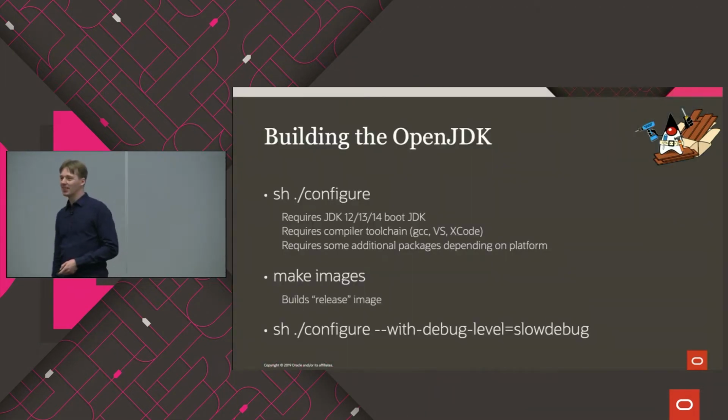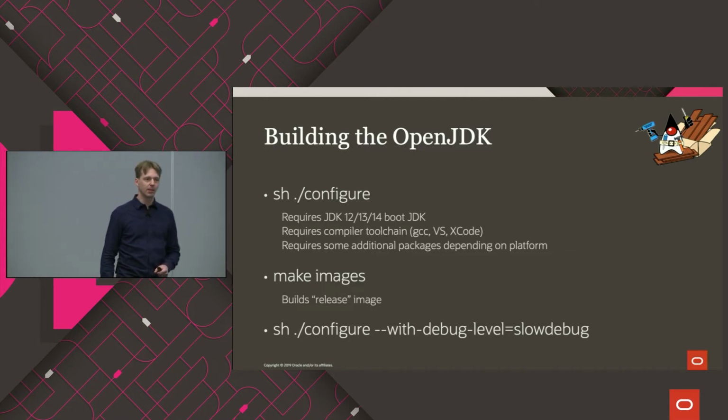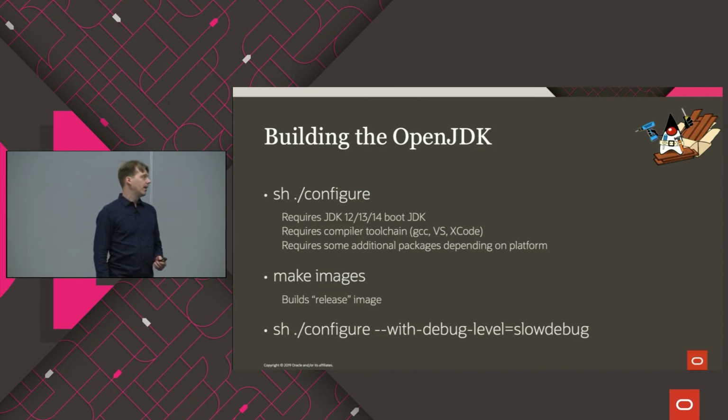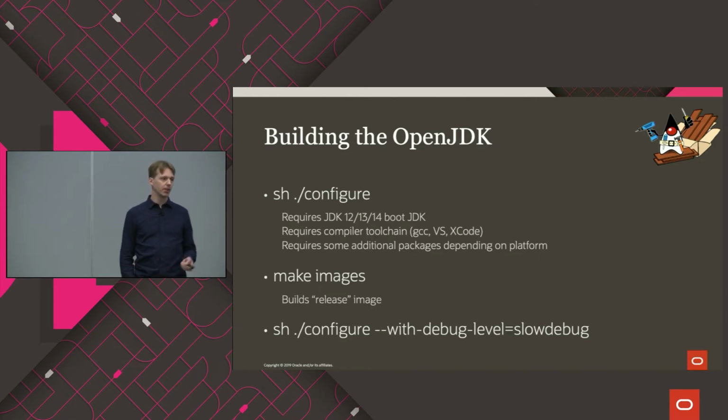OK, let's try to build this and see if it actually works. In order to build, we first run the configure script to configure the build. The configure script will require you to have at least JDK 12 installed to use as a boot JDK when compiling the Java classes. And that's when building JDK 14, I should say. There are also a number of different requirements for tool chains and some additional packages that are used to build the JDK. The configure script will tell you what is missing, of course. And in most cases, it will also tell you how to actually get hold of the missing packages. So it's a very helpful configure script.